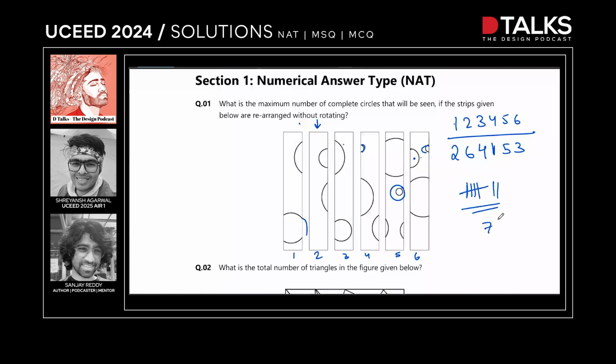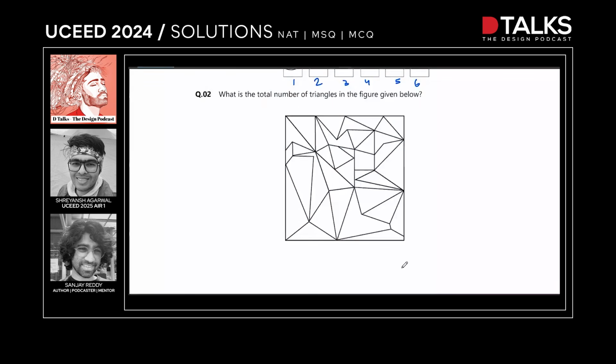7. Correct. Second question: what is the total number of triangles in the figure given below? No trick for this. Most people got this one wrong because of one particular triangle. You'll see once I solve this.